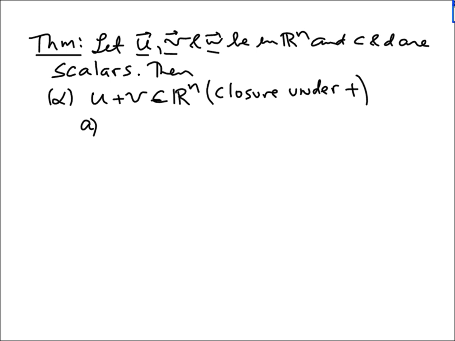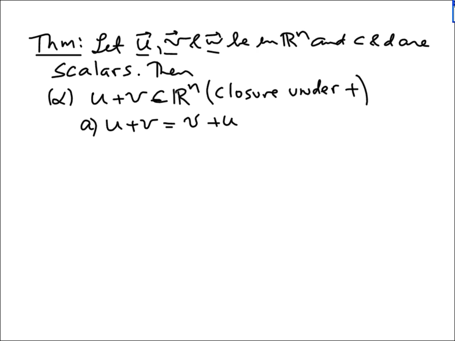The next one is A. It says that if you add vector u and v, or if you add v to u, it's the same as adding u to v. That's the commutative law. The order you add the vectors in is up to you.